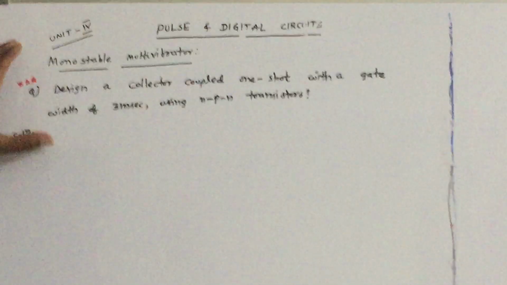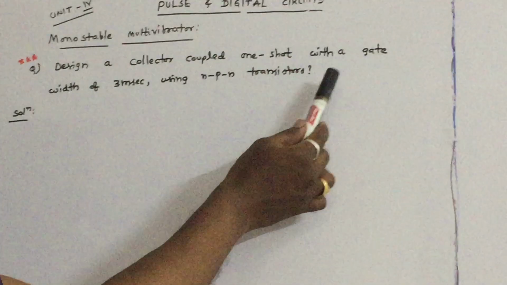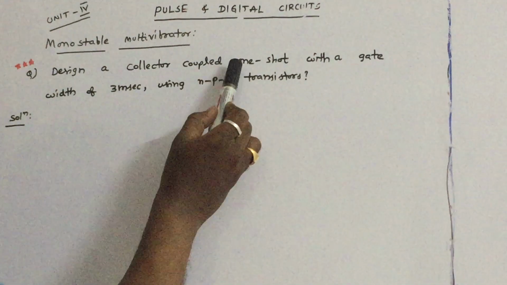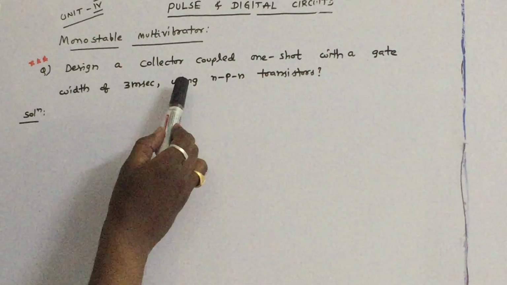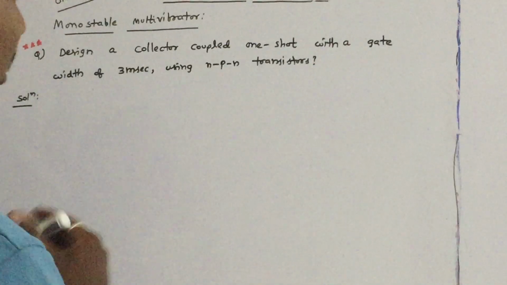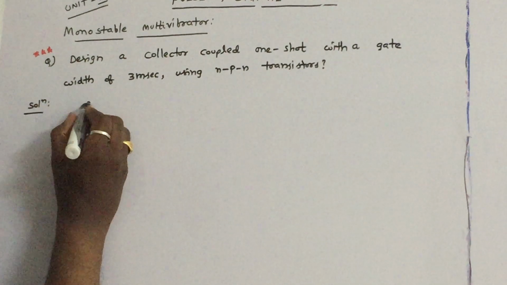One more design problem on monostable multivibrator. So this is the previous examination question. The question is given like this: design a collector coupled one shot with a gate width of 3 milliseconds using NPN transistors. Here it is given one shot. So one shot multivibrator is nothing but a monostable multivibrator.